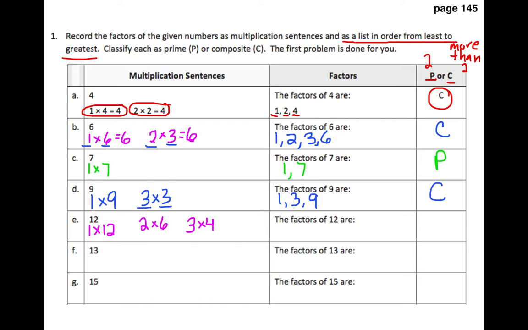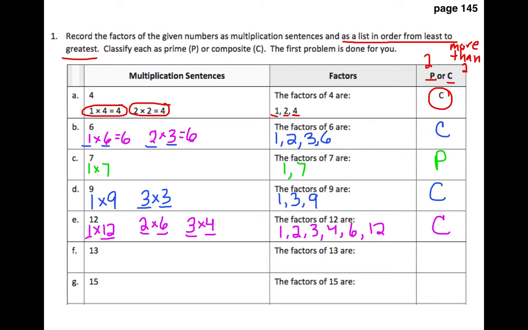That's it, so now we'll list them from least to greatest. Always start with 1, 2, 3, 4, 6, 12. The product 12 has 6 different factors. That makes it a composite number.